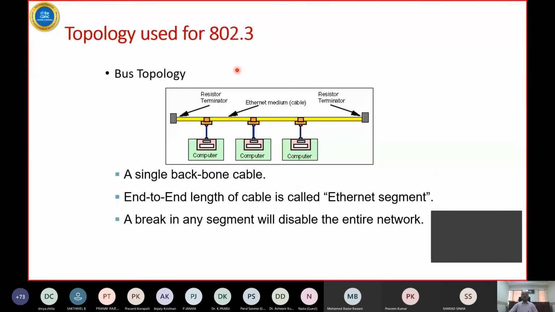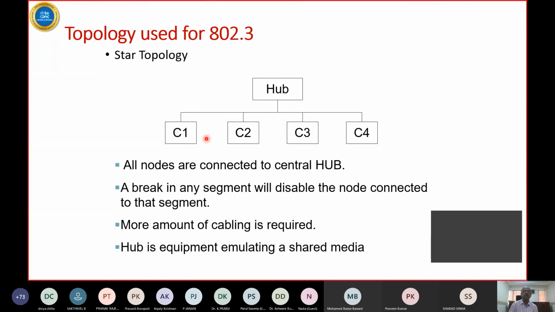So this is a bus topology. The original Ethernet had a single backbone cable on which transceivers were put, the links were terminated, and a node could be connected. The bad thing about it is any short anywhere or any break anywhere brings the entire network down. Thus, the star topology came in.